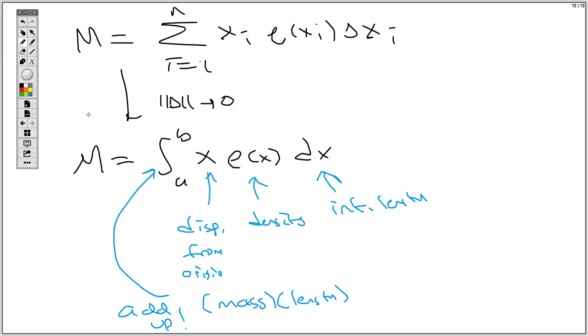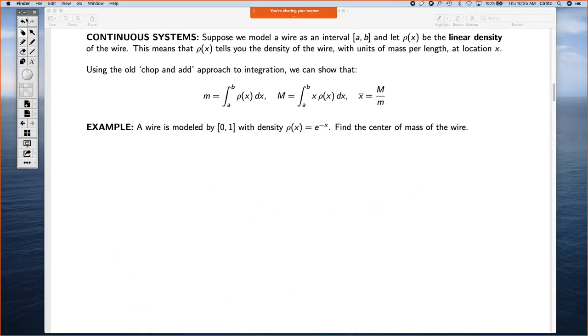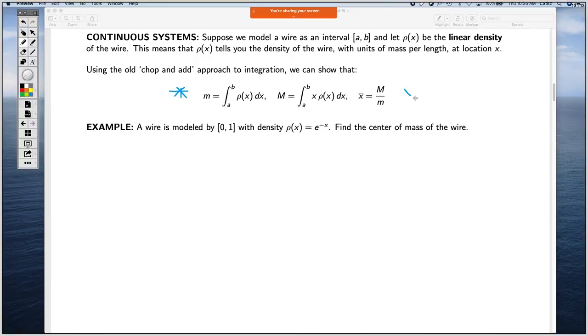That's your total moment. So that's where these formulas come from. And at this stage in the game, you then get your x bar the same way you did before. Okay?